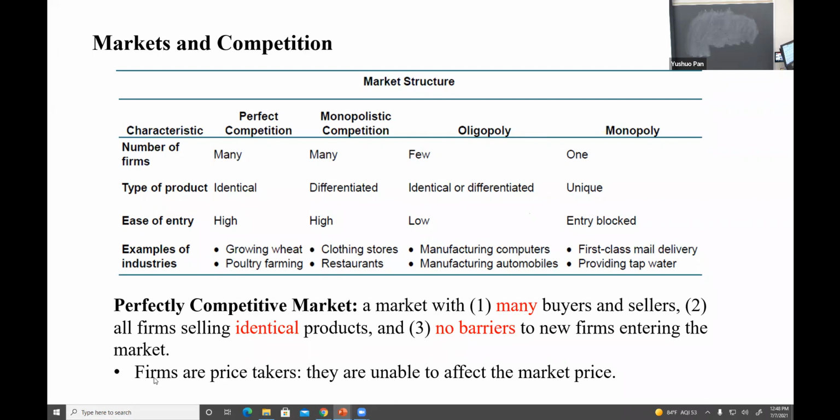So in this market, firms are price takers. They are unable to affect the market price. Since there are many of them, no one can influence the price. Even if I want to buy a huge amount, compared with the rest of the world, my amount is still small, no matter how huge it is.